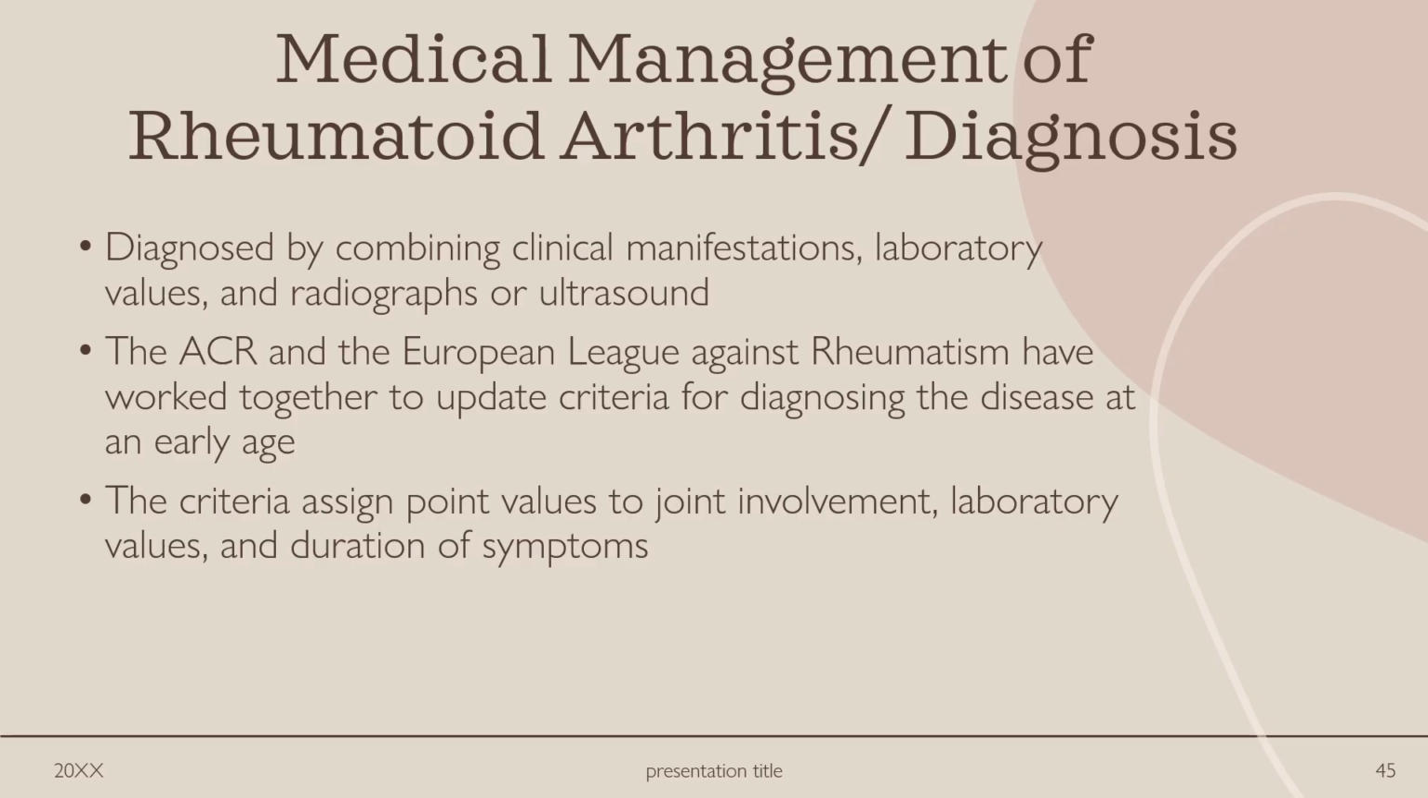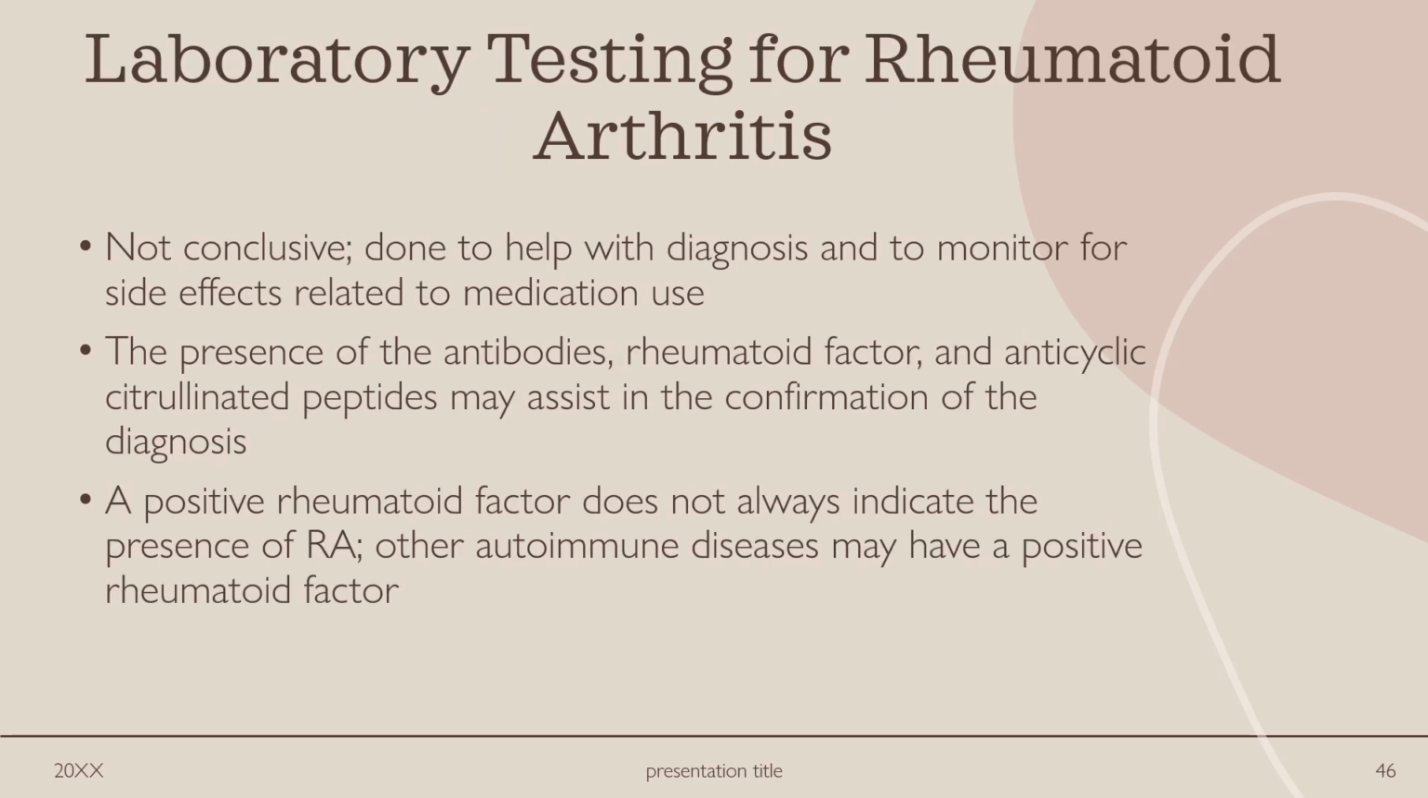So the criteria will assign point values to joint involvement, laboratory values, and then the duration of symptoms. So laboratory testing for rheumatoid arthritis is not conclusive, but it will be done to help with diagnosis and to monitor for, again, those side effects that are related to medication use. So the presence of antibodies, rheumatoid factor, and anti-cyclic citrullinated peptides may assist in the confirmation of the diagnosis. So a positive rheumatoid factor does not always indicate the presence of RA. Other autoimmune diseases may have a positive rheumatoid factor as well.